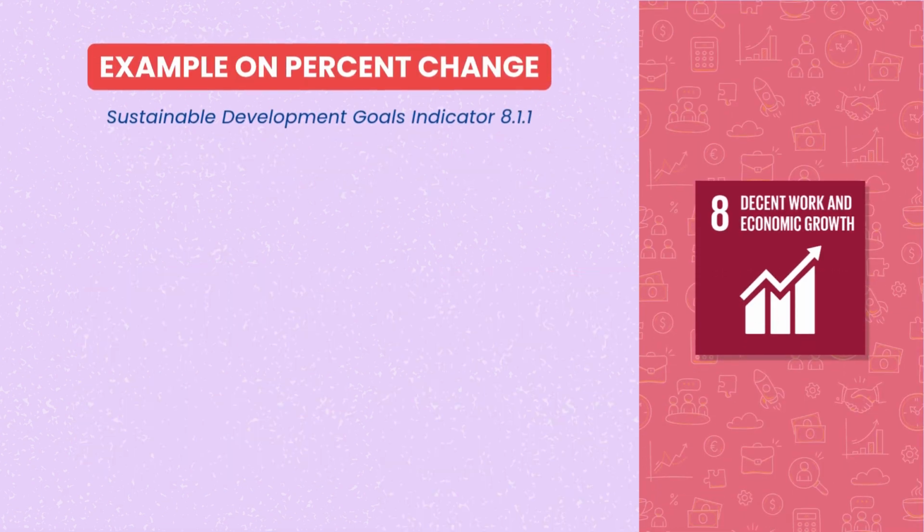Let us extend again our example on our SDG indicators. We have here Goal 8, which is to promote sustained, inclusive, and sustainable economic growth, full and productive employment, and decent work for all. Specifically, Target 8.1 aims to sustain per capita economic growth in accordance with national circumstances. And in particular, at least 7% gross domestic product growth per annum in the least developed countries.